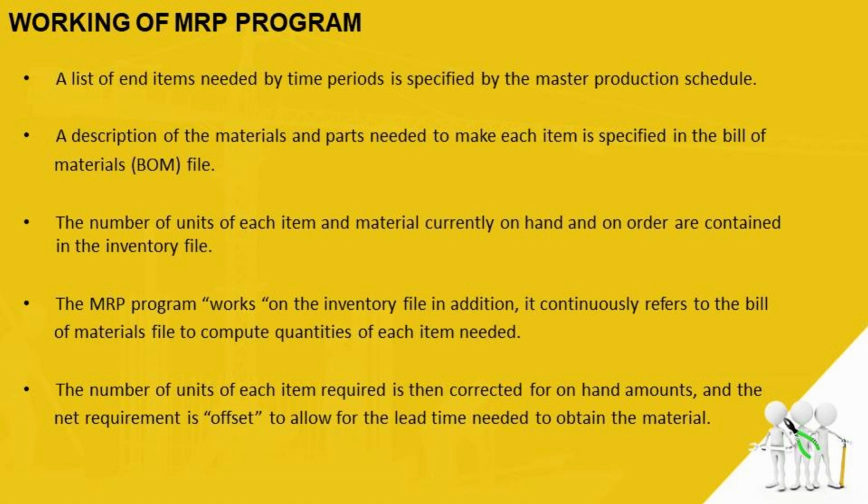This MRP program works on the inventory file. In addition, it continuously refers to the bill of material file to compute quantities of each item needed. And finally, the number of units of each item required is then corrected for on-hand amount, and the net requirement is offset to allow for the lead time needed to obtain the material.